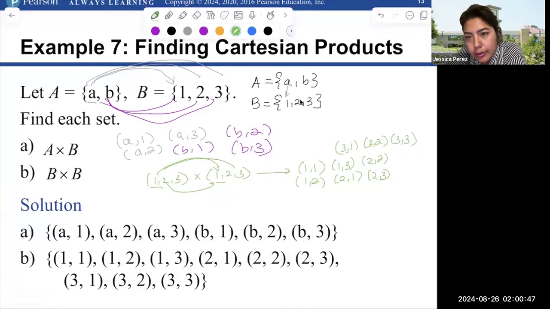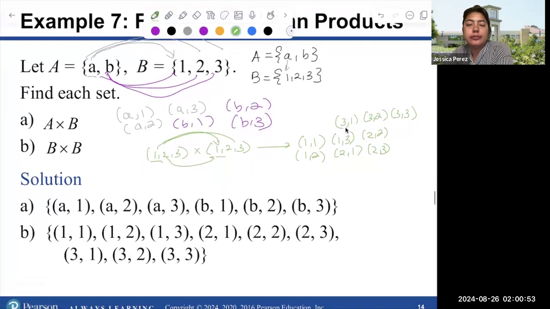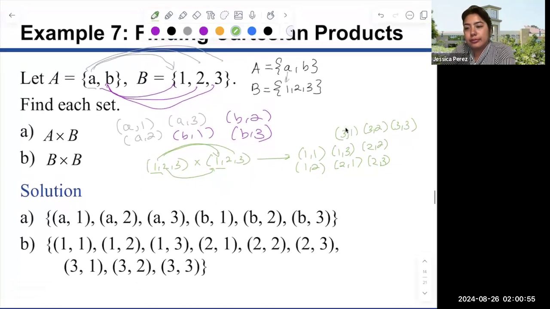A will go to 1, go to 2, go to 3. B will go to 1, go to 2, go to 3. They are grouped together. Okay.